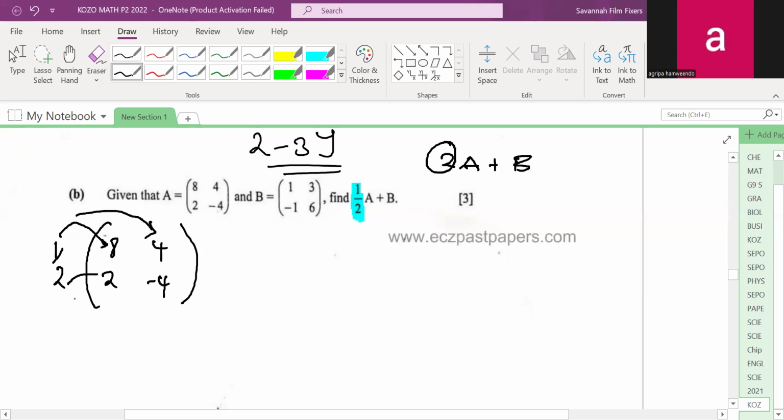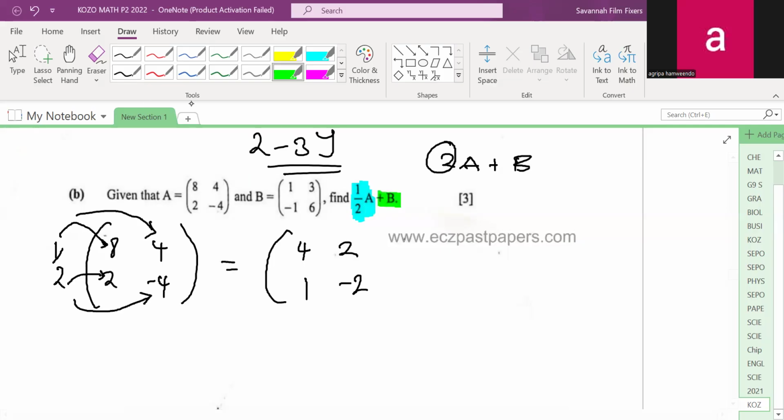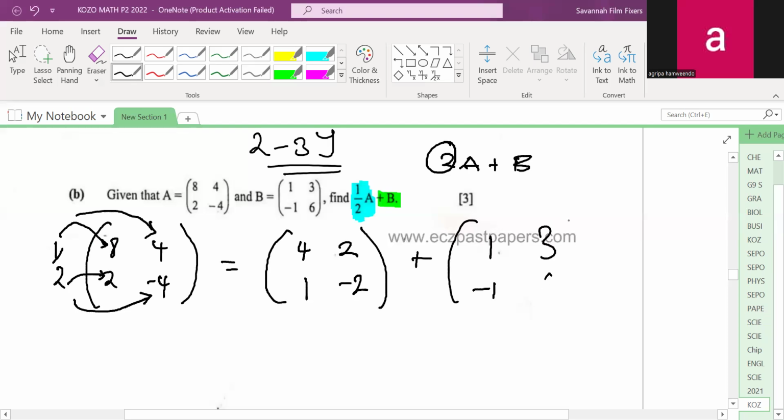So we're multiplying all these elements by half. This eventually becomes 4, this would be 1, this would be 2, and this would be -2. So we are done with this part, right? Yes. So the next part is adding with matrix B: plus 1, 3, -1, 6.